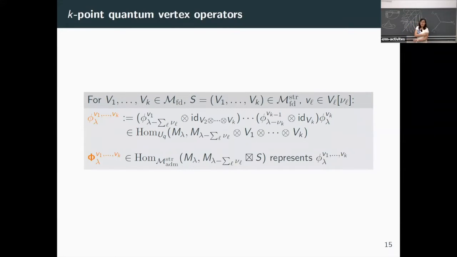And the ones that we'll actually work with are the strictified versions of these. So they are precisely morphisms in the strictification of the category M admissible, corresponding to these small letter phi lambda v1 to vk that we have. Algebraically they are just the same object, but it's actually the ones on the last line that we'll be able to represent also graphically.